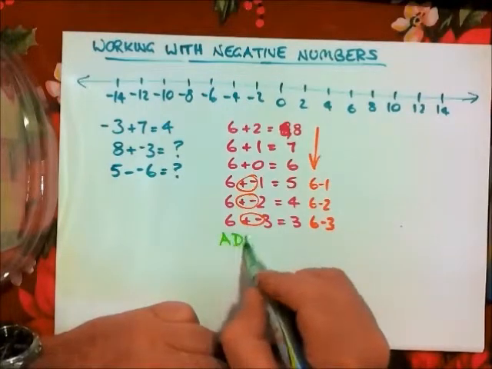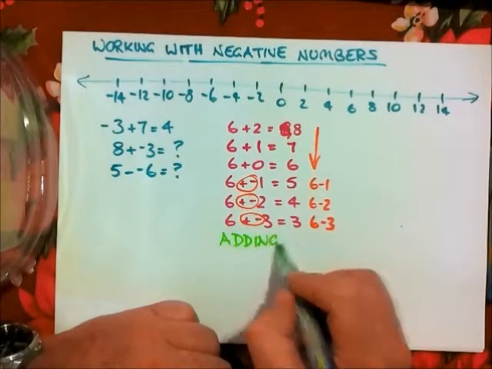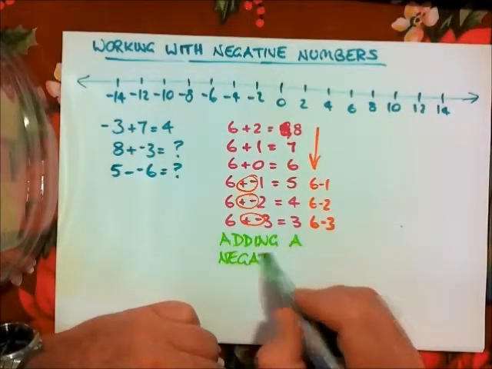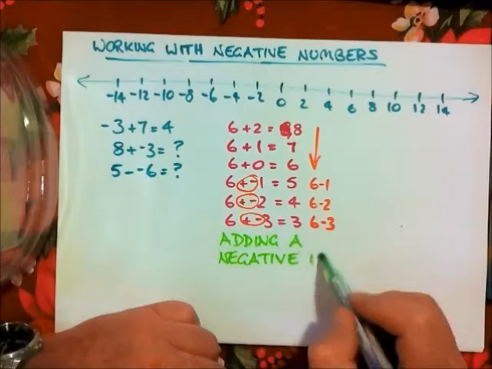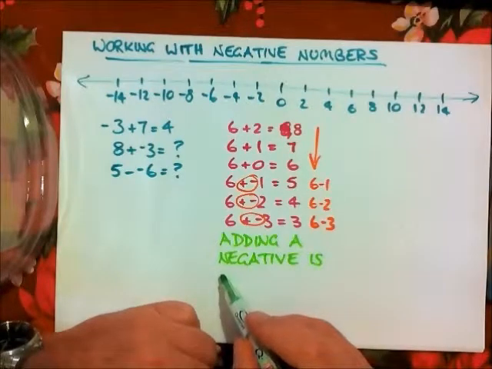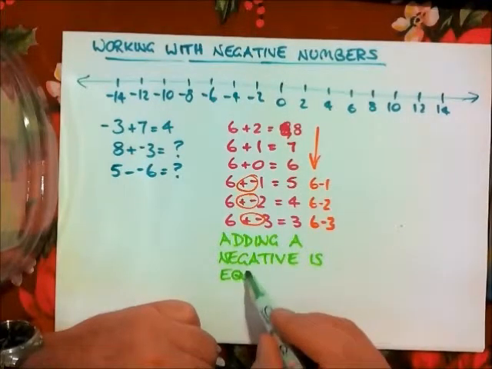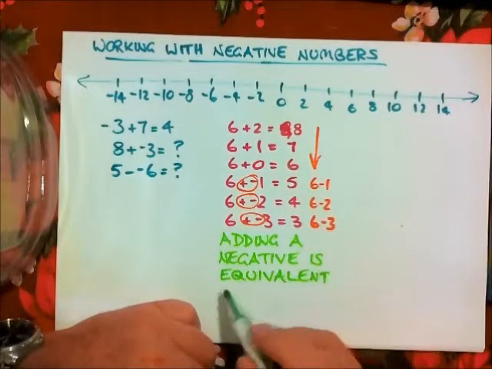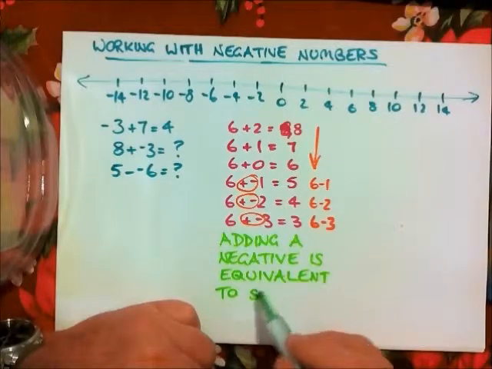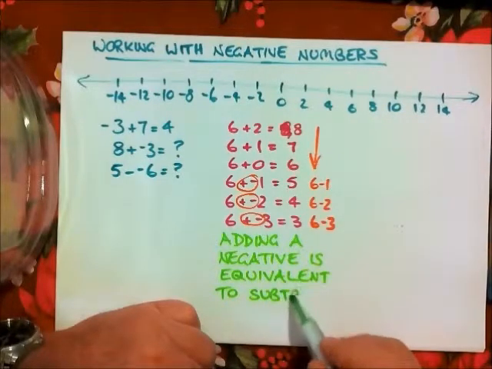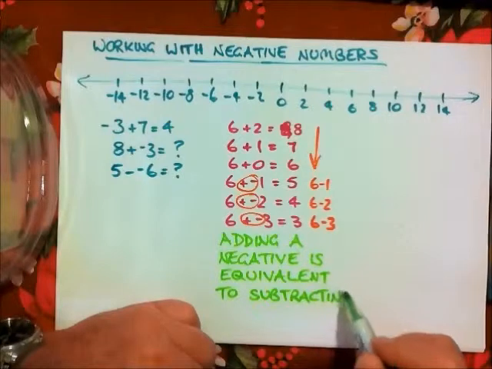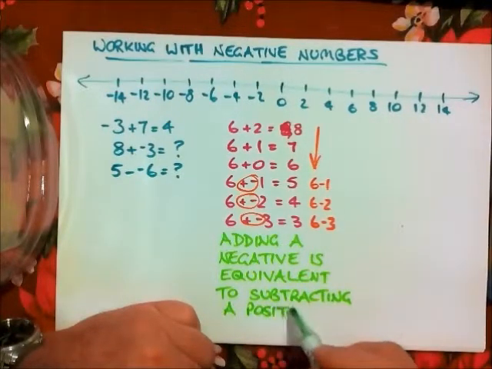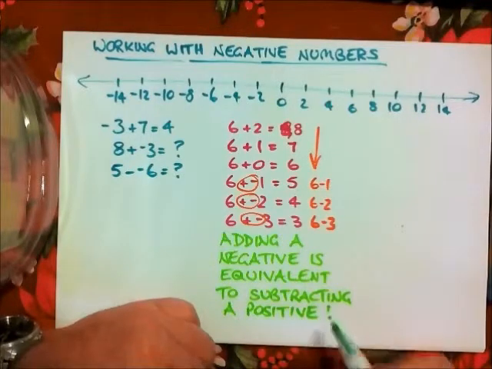So let's use some maths words. Adding a negative is equivalent to subtracting a positive. That's a very maths way of saying it. Just think about how you might say that in your own head. Adding a negative is like subtracting. And we're going to do the same sort of thing in a moment with subtracting negative numbers. So we've established that adding a negative number is the same as subtracting.